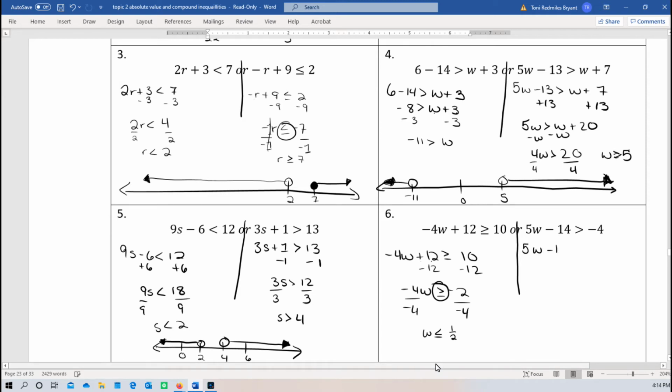Okay? Now over here, I'm going to add that 14 because it's being subtracted, which is going to give me 5w is greater than 10. Divide out my 5, and w is greater than 2. Let's graph our possibilities.